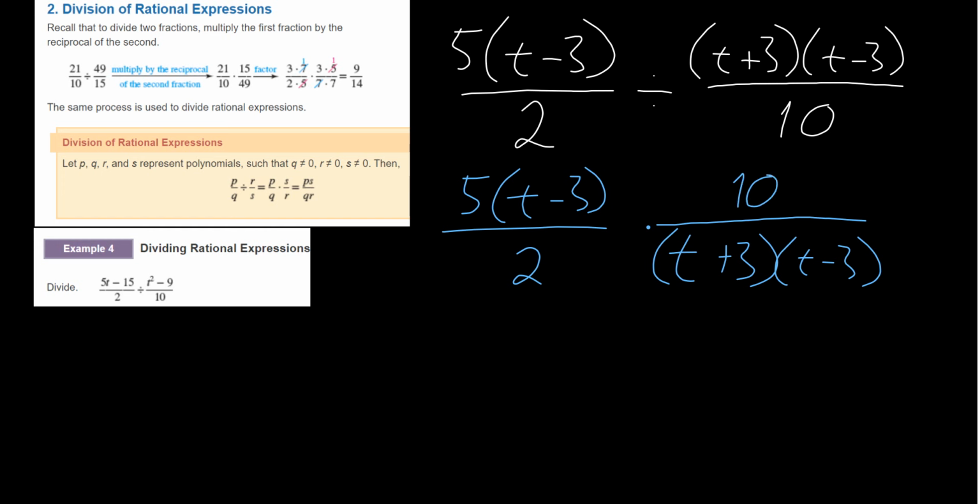Okay. All right, now we can proceed with our fun canceling. So this t minus 3 is going to cancel with this t minus 3. It looks like this 2 will turn to a 1, and this will turn to a 5. And that's it.